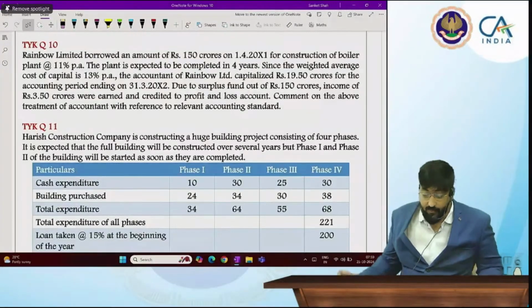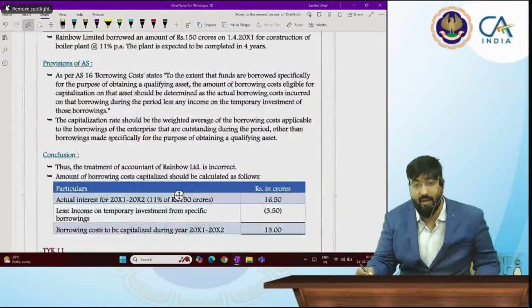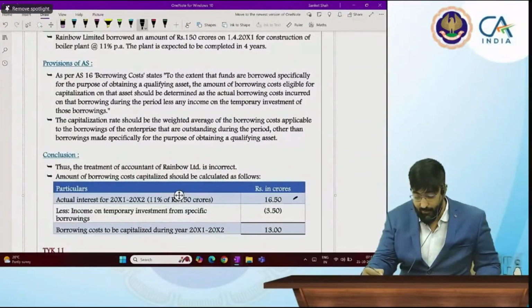हाँ, तो 150 करोड़ का लोन लिया है ना, वही अमाउंट हम लोग 11% ही करेंगे बेटा, तो 16.5। And what is the treatment of income?